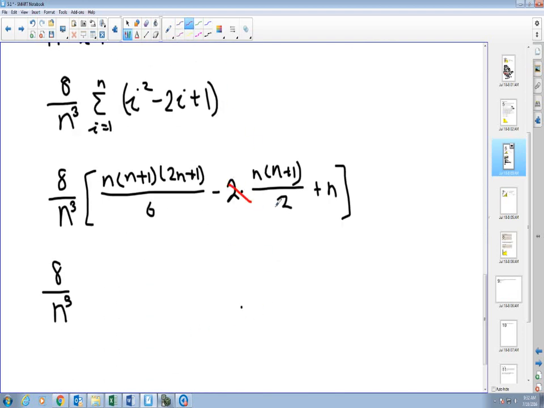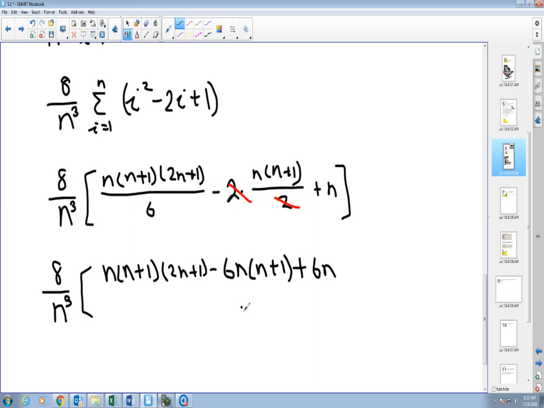I know this will cancel out. That just leaves me with n times n plus 1. So my LCD between the 3 terms would just be 6. So that will be n times n plus 1 times 2n plus 1, minus 6 times n plus 1, plus 6n, all over 6.